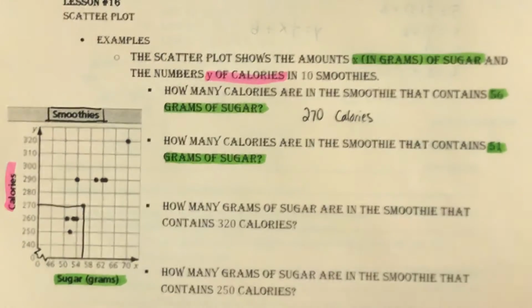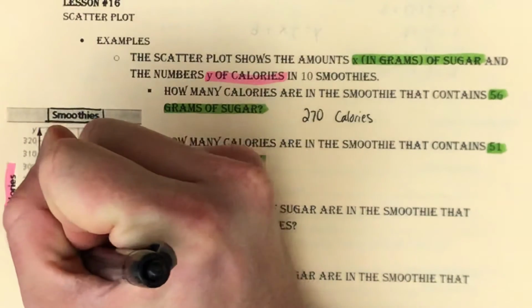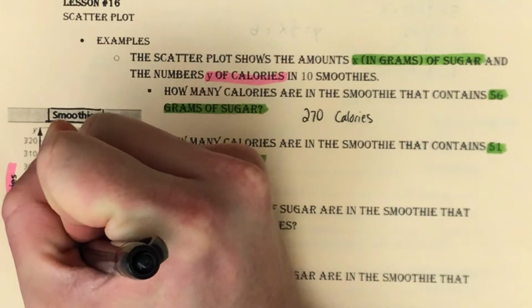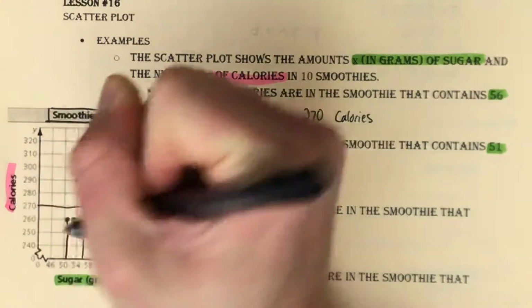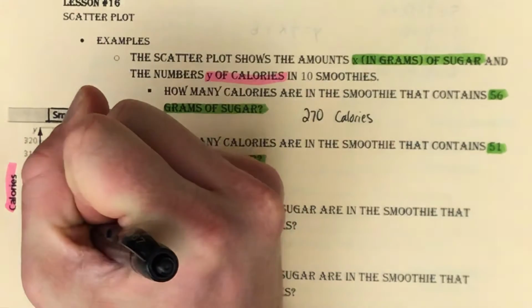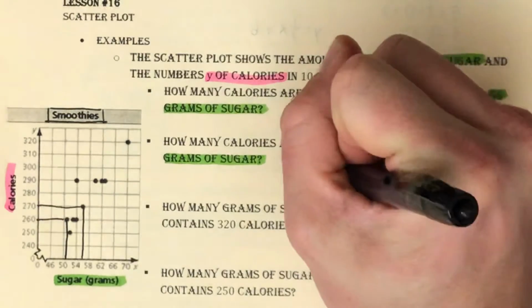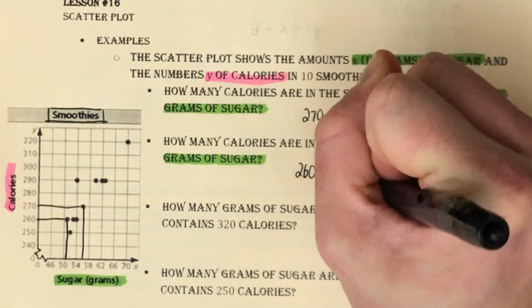I need to come over here and go to where I see 51. Well, I don't really have 51 labeled. I have 50 and 54. In between, in the middle, would be 52, so I know 51 is going to be really close to 50, but not quite on it. So I'm just going to start really close, and I'm going to draw up until I hit a dot. And there I go, I hit it right there. So at 51 grams of sugar, I see that when I moved left to what it's even with in calories, that it has 260 calories.